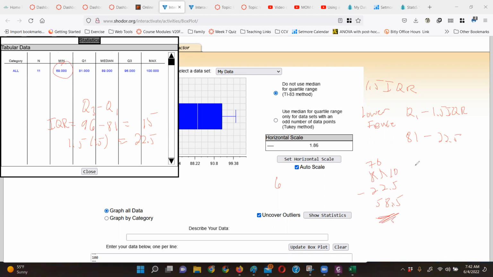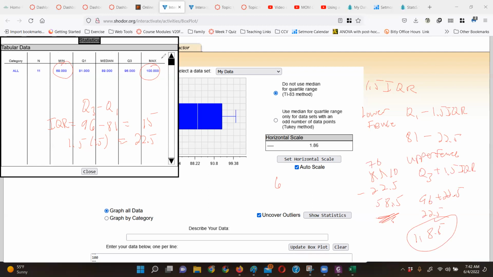Okay. Now to do the upper fence, we take the upper quartile, Q3, and add 1.5 IQRs. So 96 plus 22.5. Let's see if I can do this one in my head. So let's see, 22.5, the 0.5 is easy enough. 8 and 11. 118.5 is my upper fence. The maximum is 100. There's no upper outliers. That's why the calculator says no outliers.